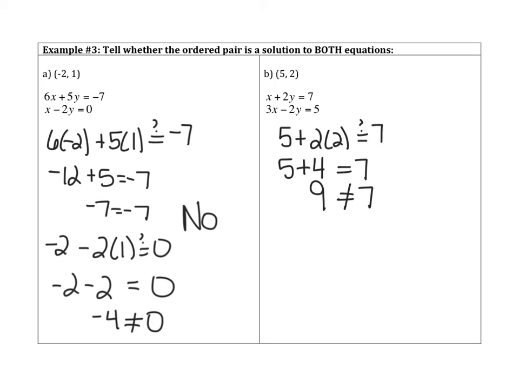So since it didn't work in the first equation, it doesn't matter whether or not it works in the second equation, because as long as it didn't work in the first equation, there's no point in checking the second equation. Once you know it's no for one of the equations, it's just no for the entire problem because it has to work in both equations. So our answers for both A and B are both no. If it had worked in both equations, then the answer would be yes. So these questions are just yes or no. But again, it has to work in both.